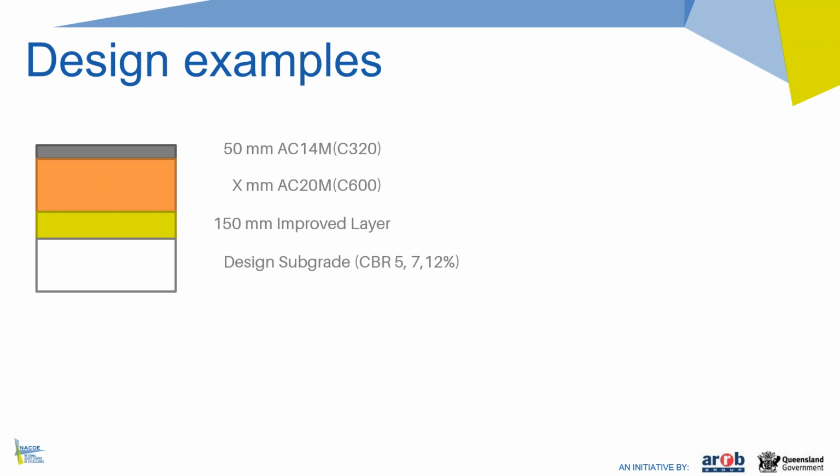Let's put this limit. This is just a design example pavement profile I put up. You've got the 50 millimeter AC 14 at the top, the AC 20 Class 600 as the asphalt base, a 150 millimeter improved layer, in the context of Greensand. Usually that's a lightly granular material, sitting directly on top of CBR 5, 7, and 12% subgrade.